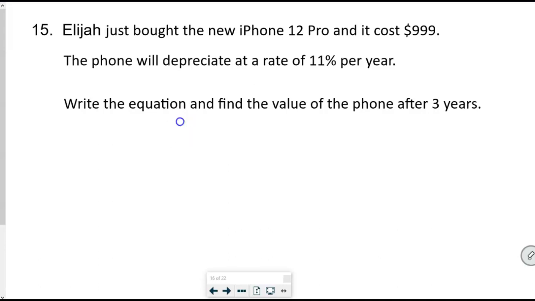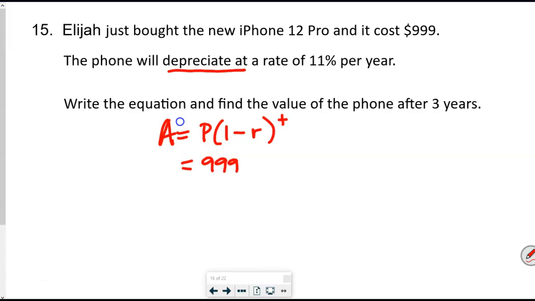So our equation is going to be A equals whatever we start with, and we could call it the principal, times 1, and this time it's going to be minus, because it's depreciation, our rate of interest, to the power of our time. So we want to go ahead and put in here our starting value, which was $990. And then we're going to do 1 minus our 0.11, and then after how many years? 3 years. Okay, that was our t right here. This was our r. This was our p.